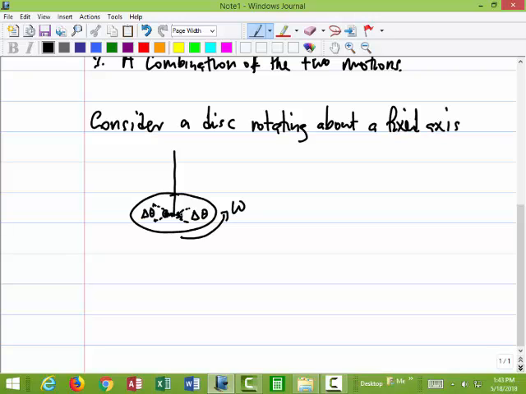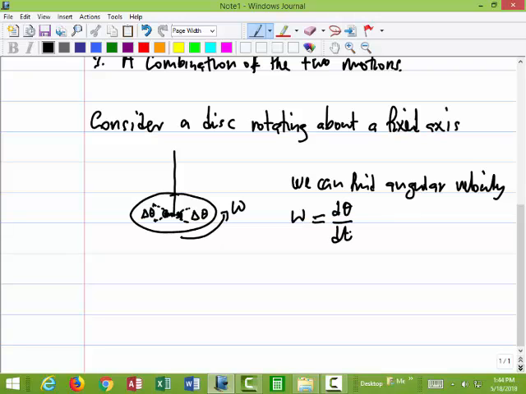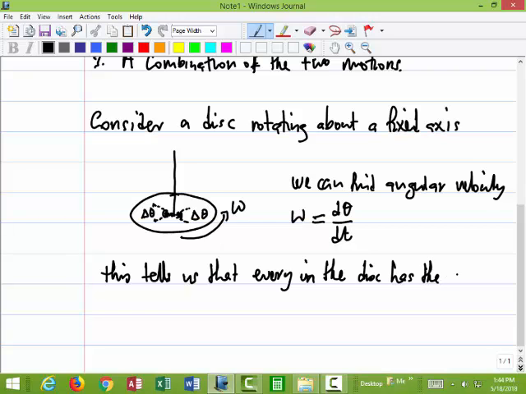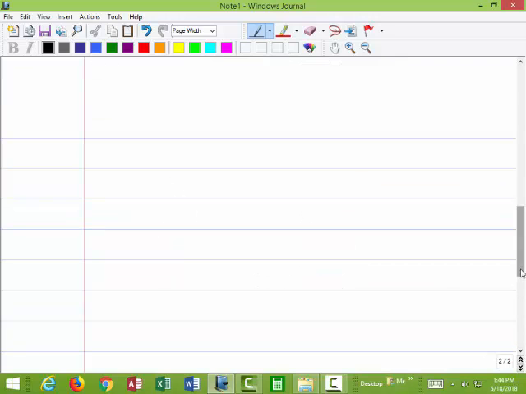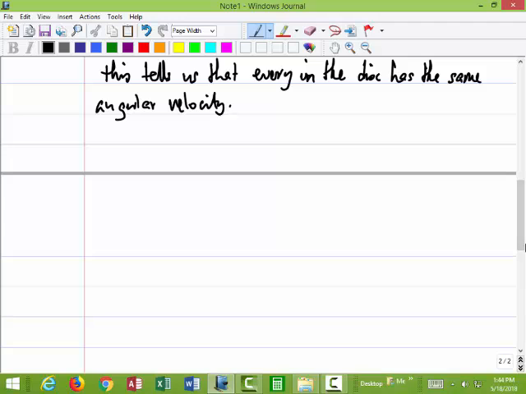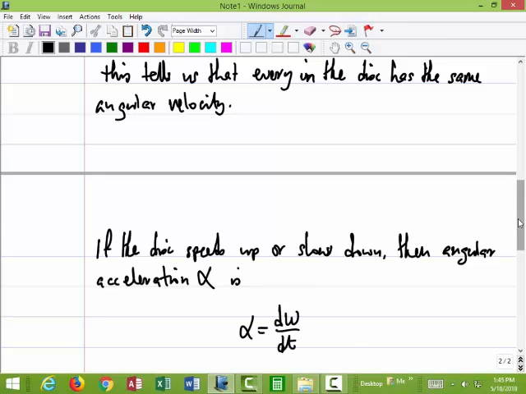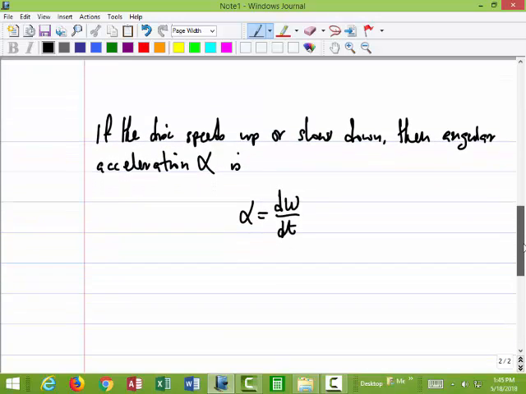So this tells us that we can find the angular velocity omega, and this should equal the angular displacement with respect to time, d theta dt. This tells us that every point in the disk has the same angular velocity. If the disk is speeding up or slowing down, then we can calculate angular acceleration as follows. So the angular acceleration is a change in the angular velocity with respect to time.